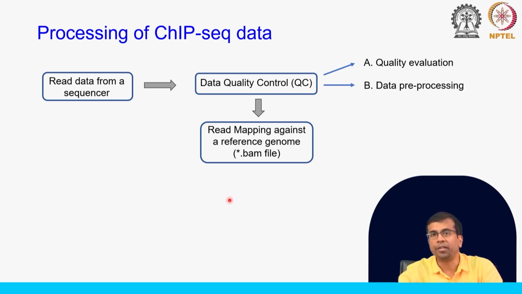Once we have this BAM file, we can generate something called a BigWig or BW file. This is something where we will know where the reads are mapping in the genome, and this helps us visualize the data.